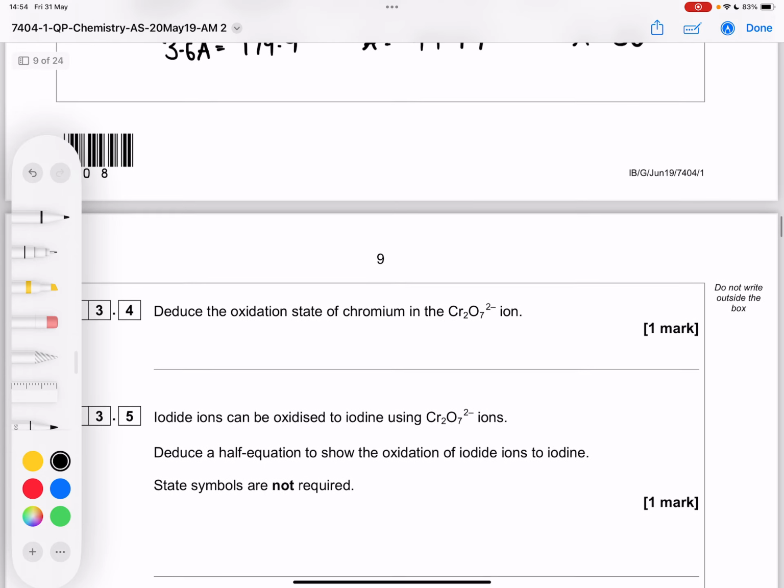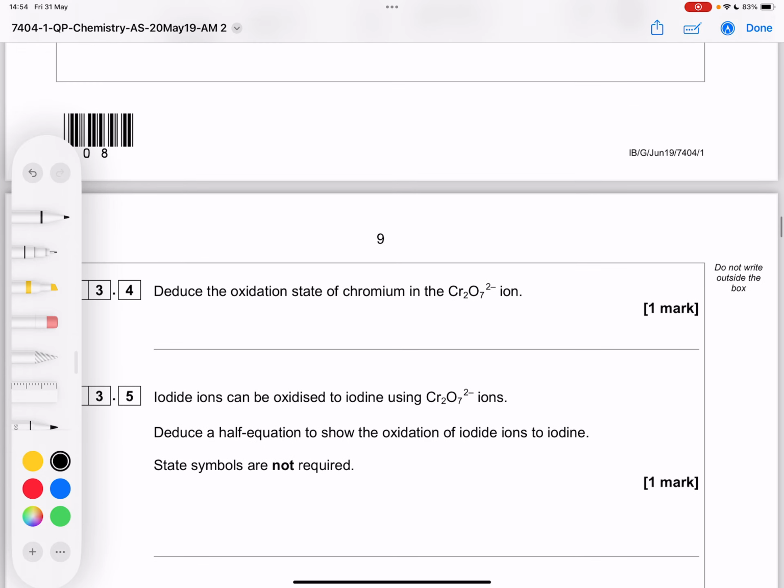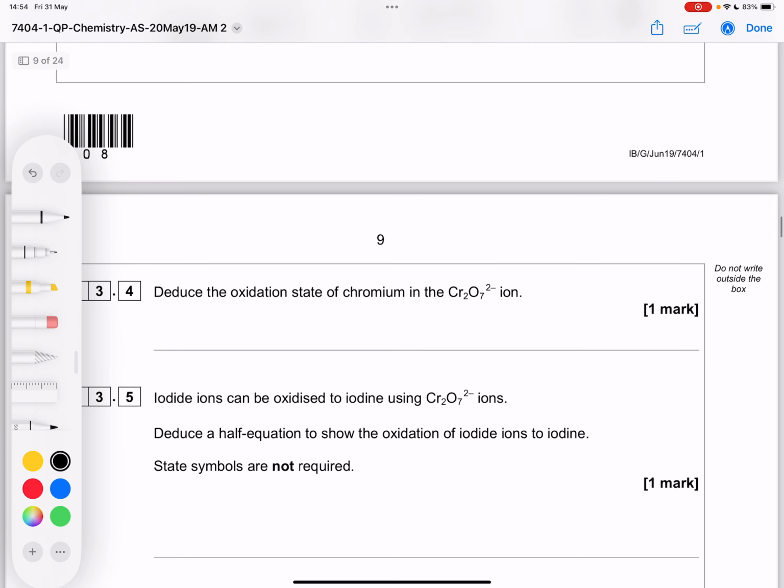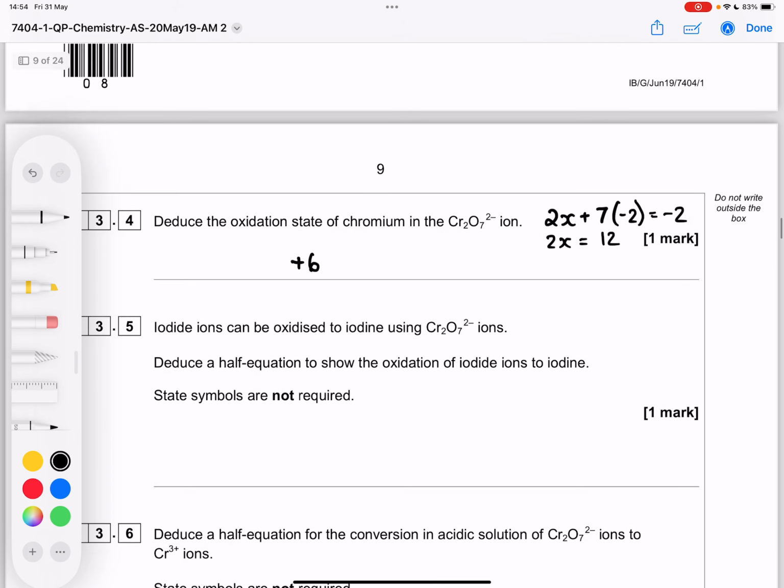Next part of the question is about redox. So deduce the oxidation state of chromium. So 2 times some unknown x plus 7 times, we know that the oxidation state of the oxide ion is -2 of oxygen, and that sum equals -2. So 2x equals 12. So our oxidation state for chromium is +6.